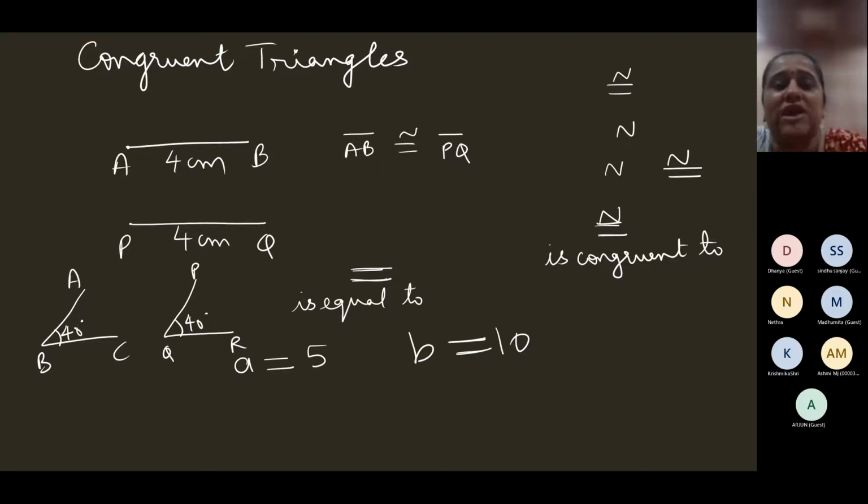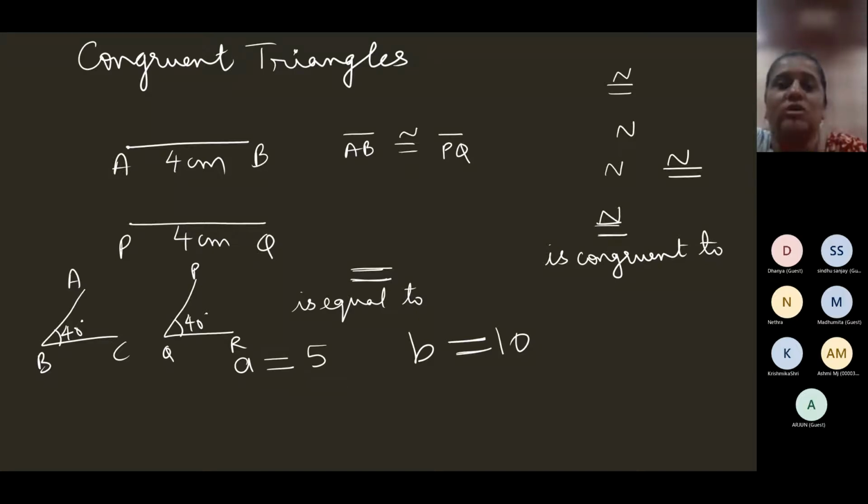So to prove that the triangles are congruent, you need to compare all the three sides and the three angles, which is tedious. Tedious meaning it is time consuming. Every time, if you have to check all the six parts, that is the three sides and the three angles, it's time consuming. So we have something called the congruence criteria. Why do we have the congruence criteria?